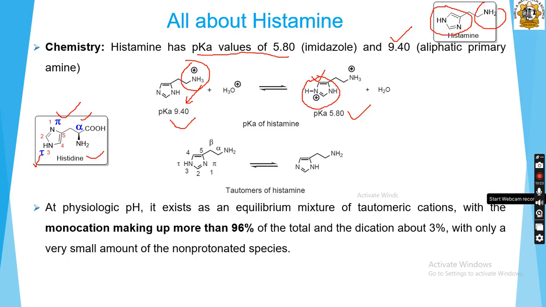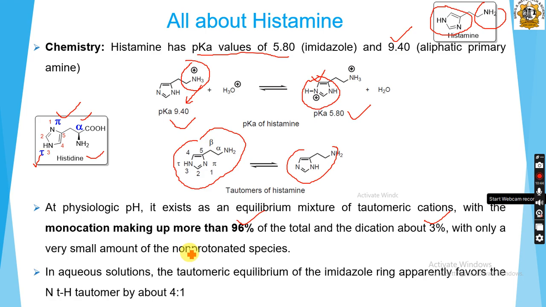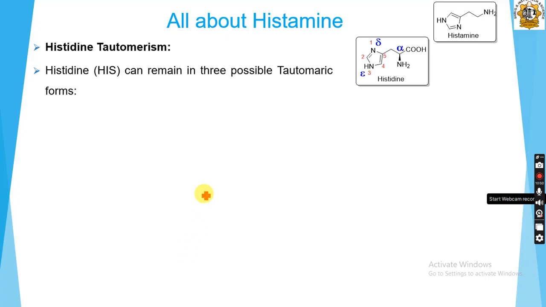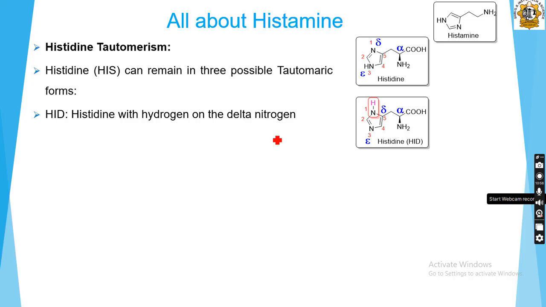So most of the histamine form which is available is this one, because at physiological pH this one exists 96%, and only 3 to 4% of the other. Okay. So the other forms of histidine, because this is related to our drug discovery and medicinal chemistry, you must know how it behaves in biology.